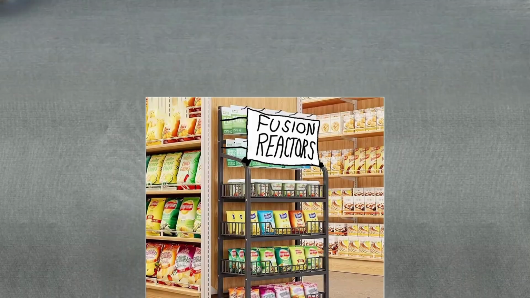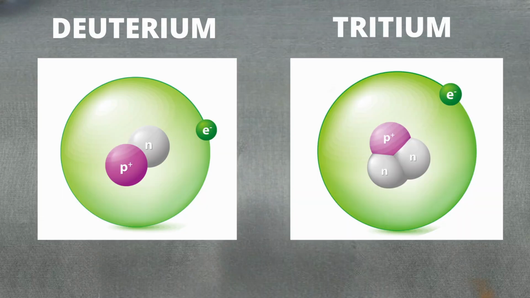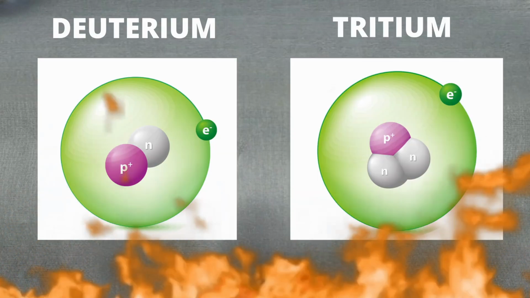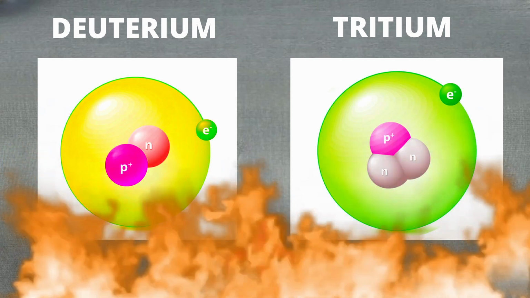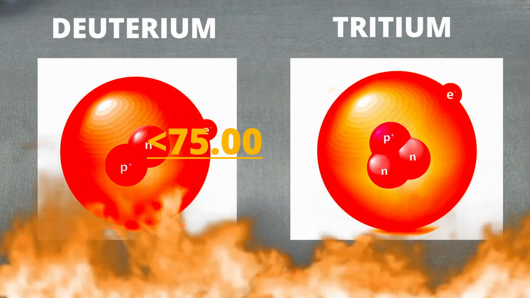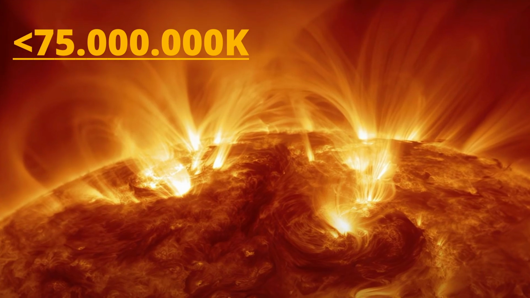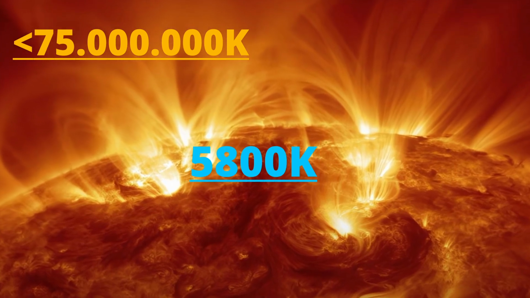However, making this reaction commercially viable is a massive challenge. Deuterium and tritium plasma must be heated to temperatures at which nuclear fusion is strong, typically greater than 75 million degrees Kelvin. For contrast, the surface of the sun is quite a bit cooler. It is only about 5800 Kelvin.